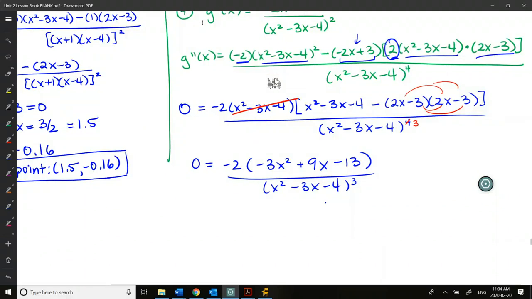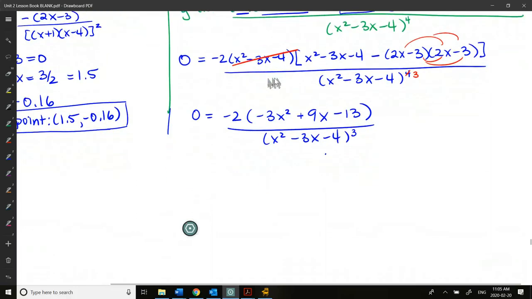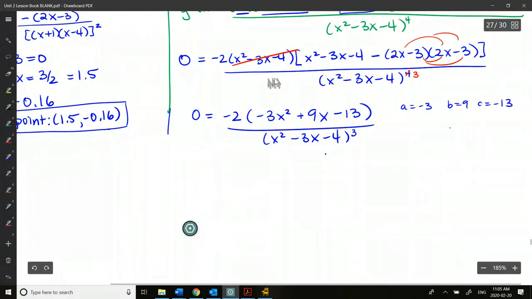Okay, so again, when we're dealing with a rational function, this is going to be equal to 0 where the numerator equals 0. So we have some options. We can try to find something that multiplies to 39 and adds to 9. 3 and 13 are kind of the only combinations that we have there for 39. And I don't think that's going to happen for us. So you're going to use the quadratic formula here, where A equals negative 3, B equals 9, and C equals negative 13. So plugging into the quadratic formula.